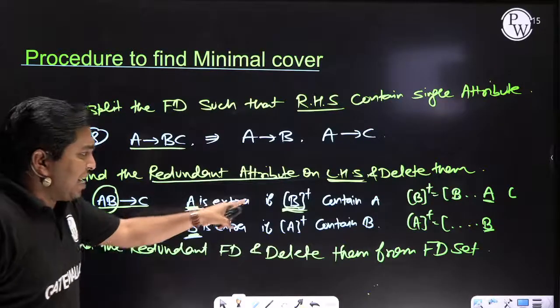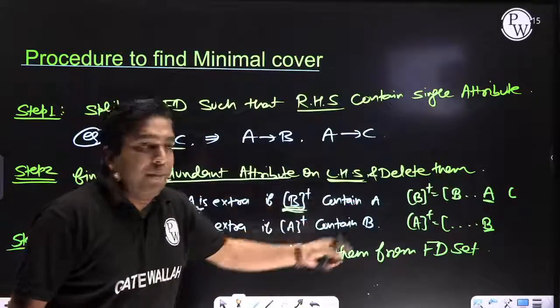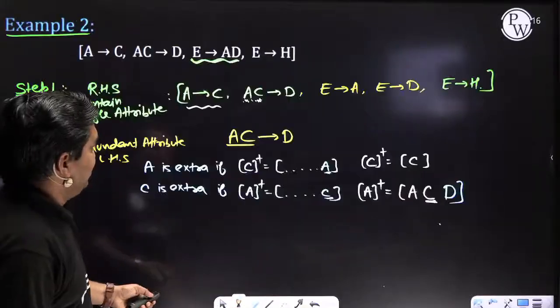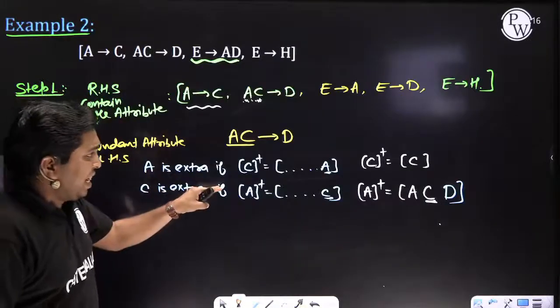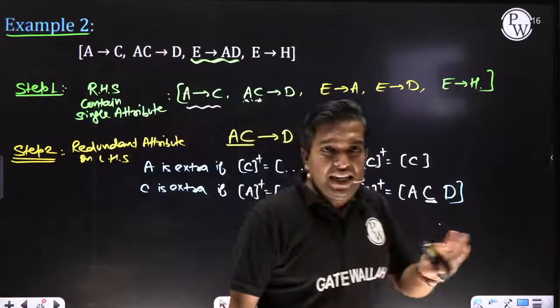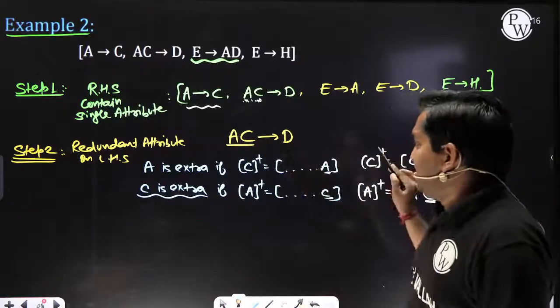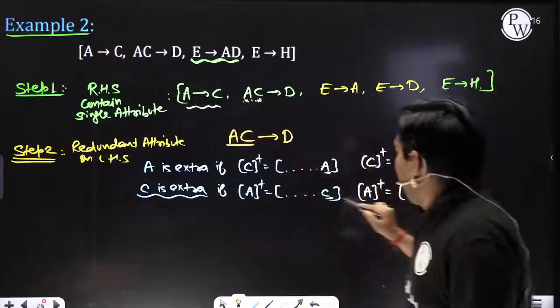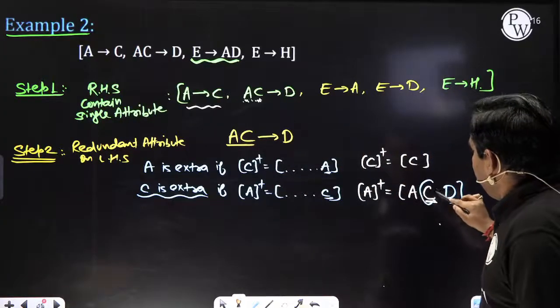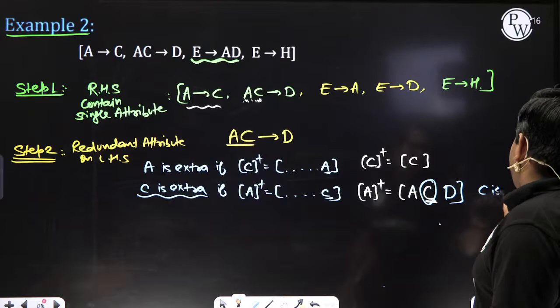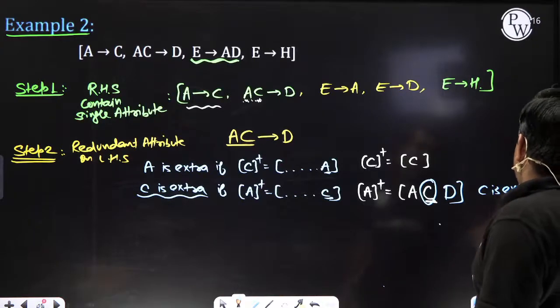Like A is extra if B plus contains A, that is okay. But what is happening here, you can see: A is extra if C plus contains A, and C is extra if A plus contains C. So you take the closure of A, yes, you are getting C. Then what can we say? C is extra.